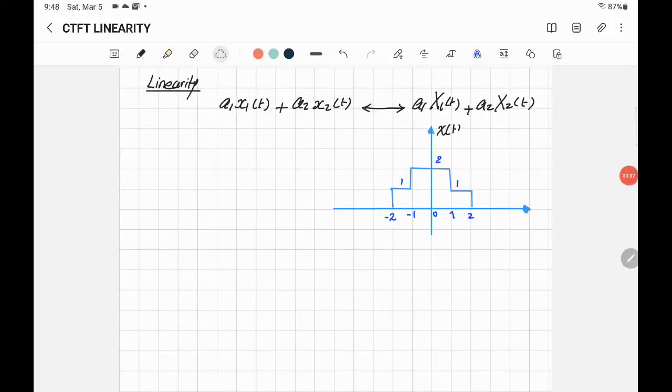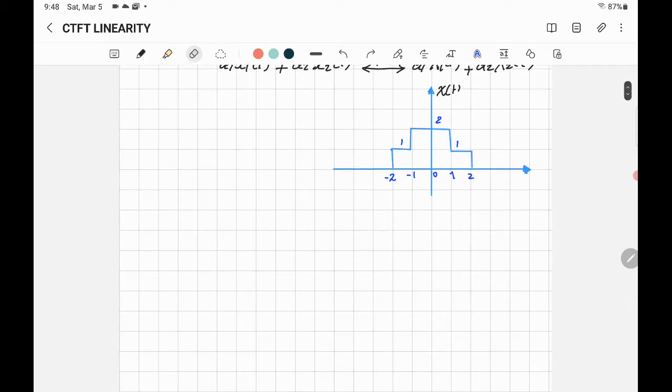One important property of continuous time Fourier transform is linearity. What does it mean? It means if you have a signal and this signal consists of two signals that are added together or subtracted, the Fourier transform in this case will be equal to the Fourier transform of the first term plus the Fourier transform of the second term. Okay, we have an example here.